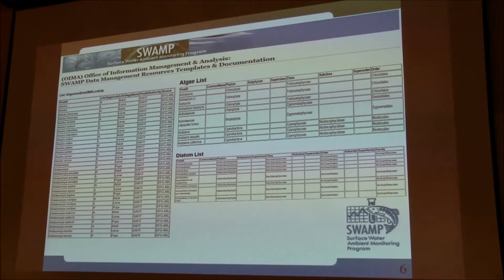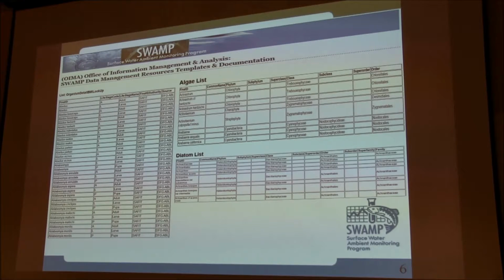Another resource that's available is the SWAMP's taxonomic lists for the macroinvertebrates, for the soft algae and diatoms. Obviously these tables aren't the full list, so I just truncated them so they would fit on this slide. But just to give you a general idea, there are over 8,500 BMI taxonomic names, over 1,900 soft-bodied algae, and over 1,800 diatom names. So all of these lists are accessible online.